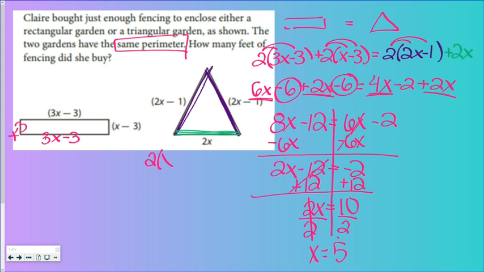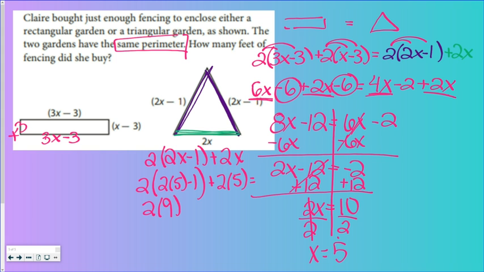So this was our original expression. So now I'm going to substitute the 5s in. 2 times 2 times 5 minus 1 plus 2 times 5. So 2 times 5 is 10, minus 1 is 9. 2 times 9 is 18, plus 10, 28 feet of fencing.